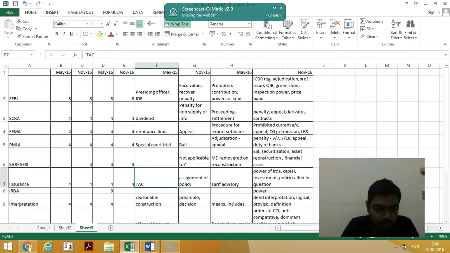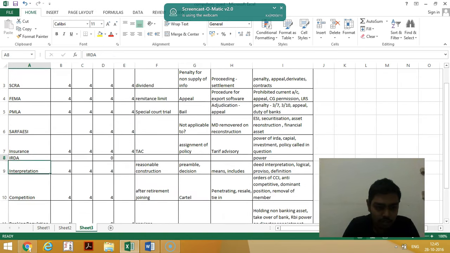And tariff advisory committee, they have asked in May 15 and November 15 assignment of policy. Then again in May 16 tariff advisory committee. This time we can expect powers of IRDA, capital requirements, investments of insurance company, policy to be called in questions. Okay, this can be asked. And IRDA, so many times they have given choice, and this time also we can take a chance of IRDA.